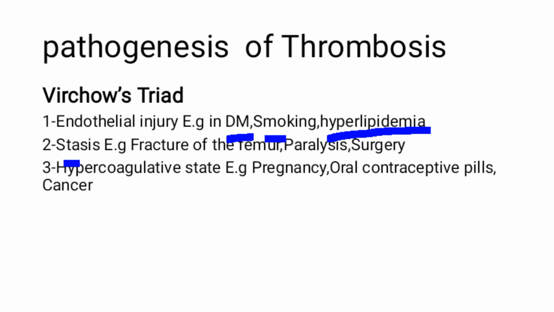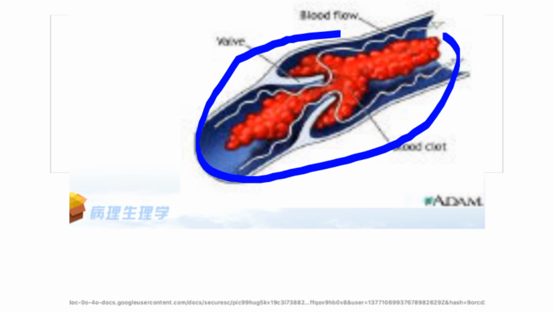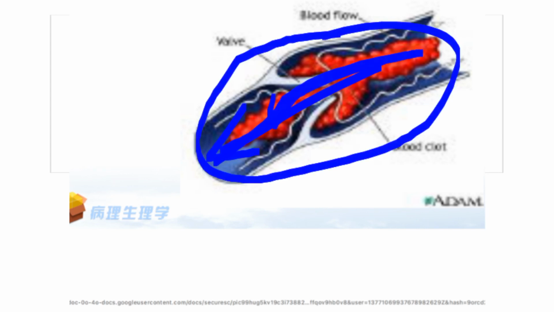For example, if there is a fracture of the femur, a fracture of your lower limb, or paralysis, or in surgery, the person is immobilized. If he doesn't mobilize his leg, for example, let you see an image. This is a vein, and this is the blood that is passing through. If you are not moving your lower limb, the blood will not go up because it is moving up against gravity toward the heart from the legs, right? If you are not moving your leg, as in the case of fracture, the blood will stay here. If it stays here, it will cause a clot.